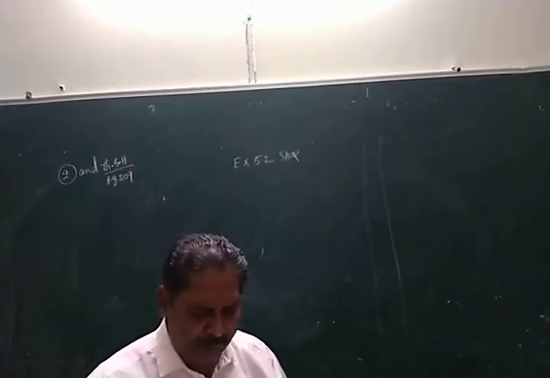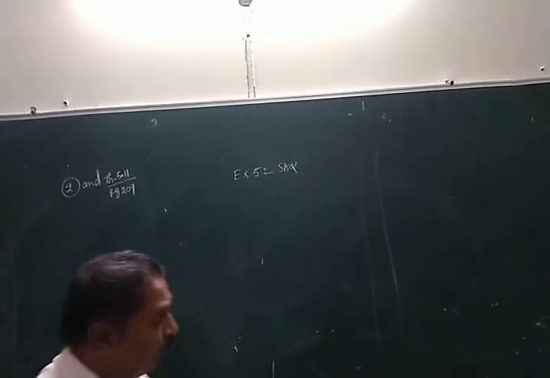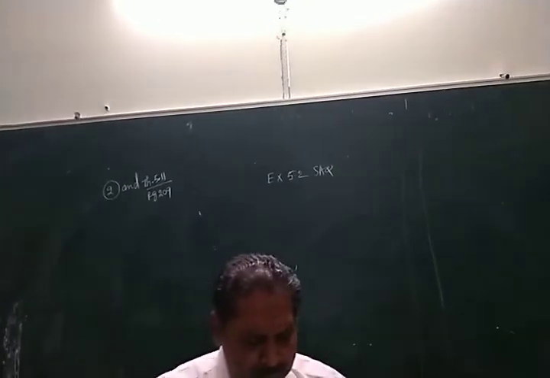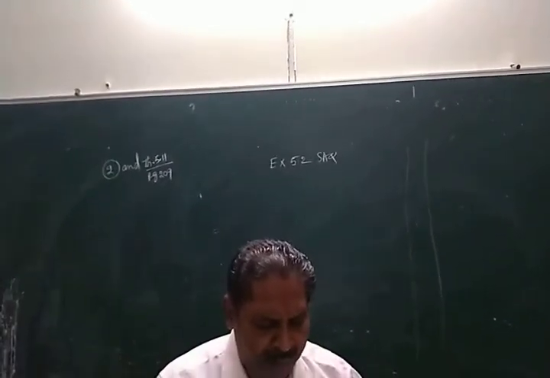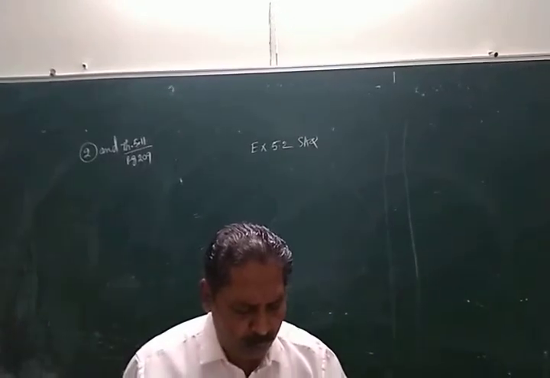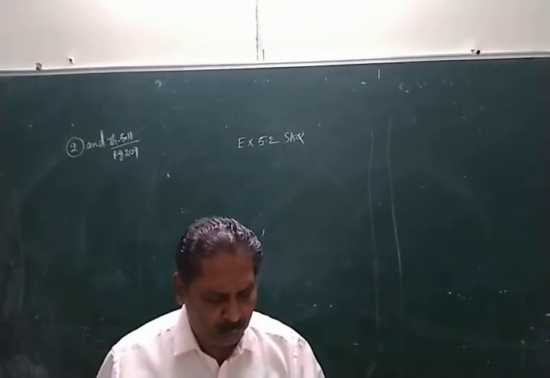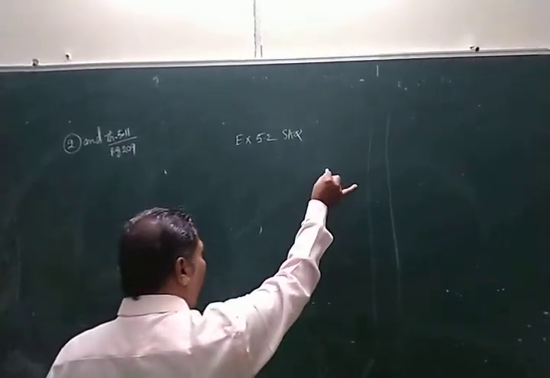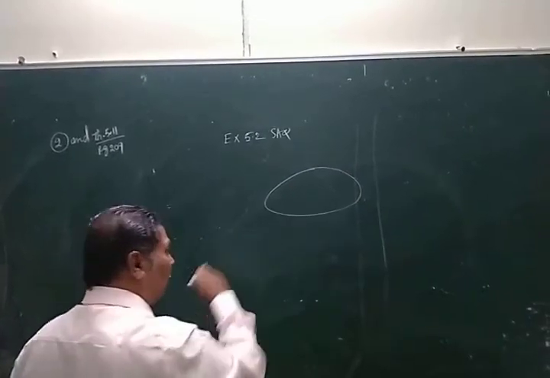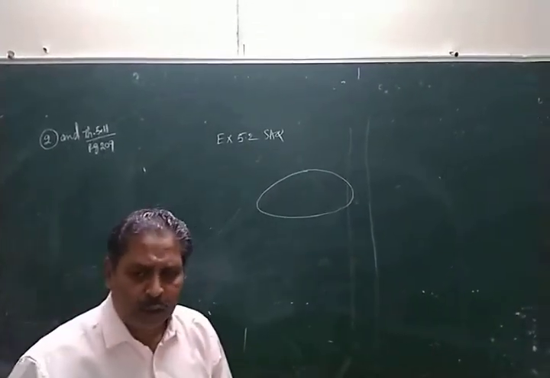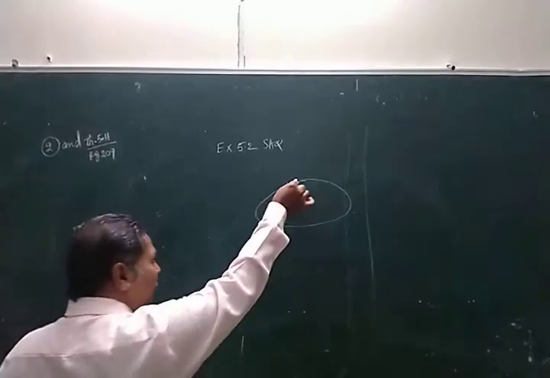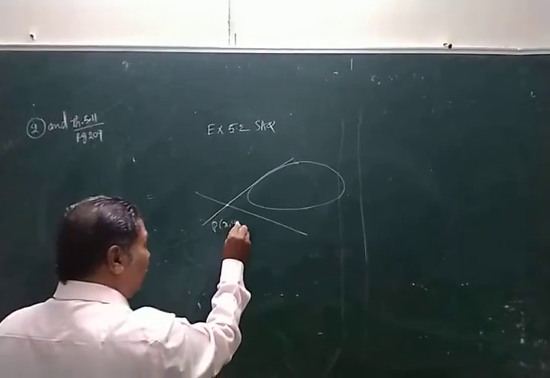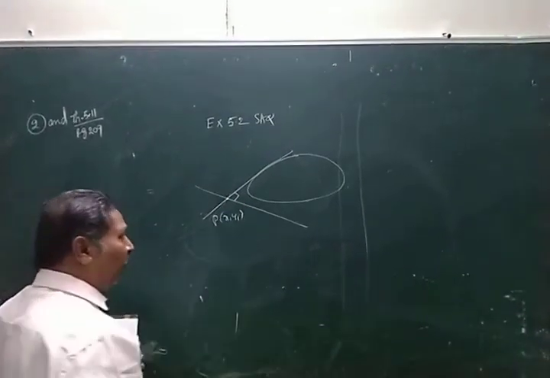The point of intersection of the first theorem. The point of intersection of the two perpendicular tangents to the hyperbola. Same theorem in the ellipse also. Listen. This is the point of intersection of the perpendicular tangents.